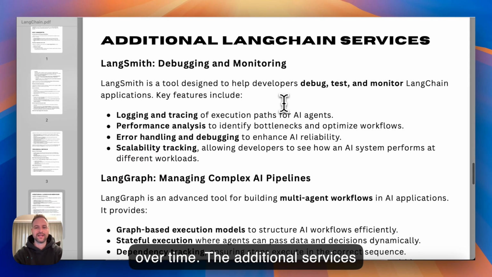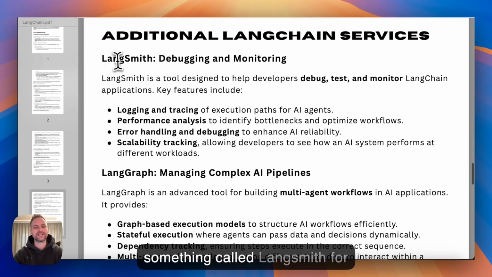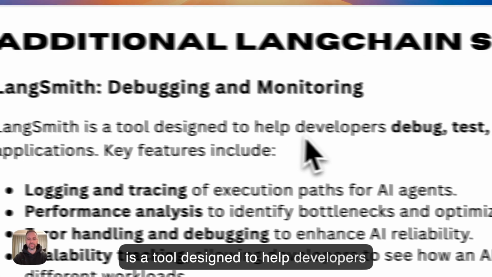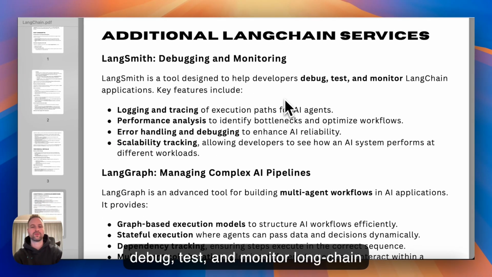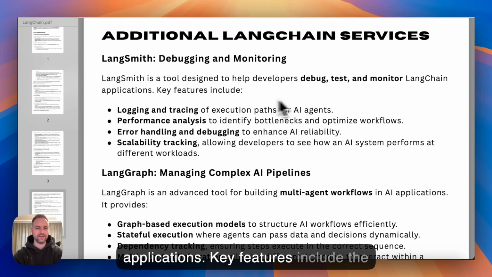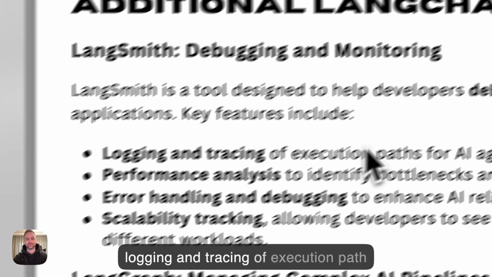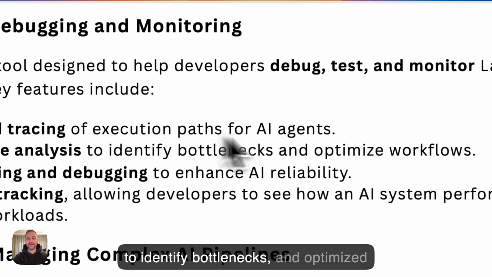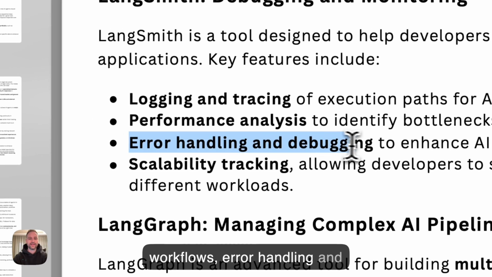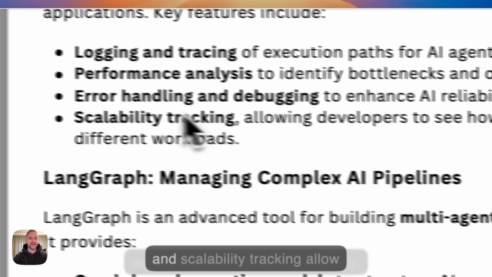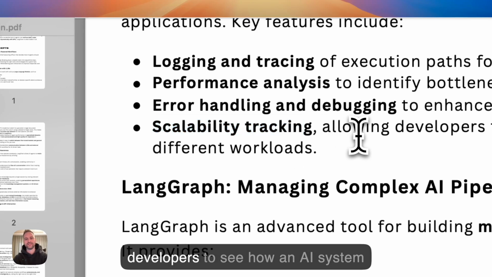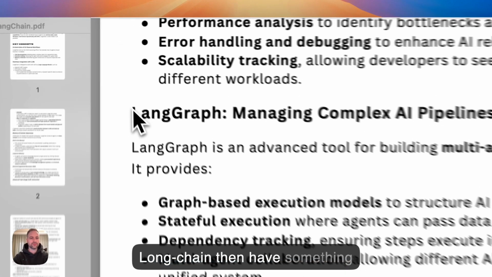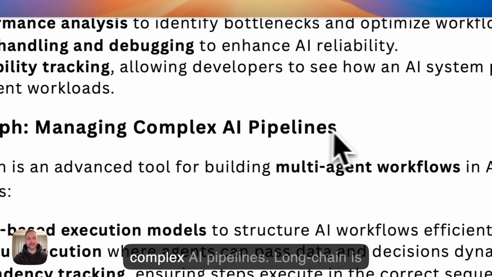The additional services that LangChain has include something called LangSmith for debugging and monitoring. LangSmith is a tool designed to help developers debug, test, and monitor LangChain applications. Key features include the logging and tracing of execution paths for AI agents, performance analysis to identify bottlenecks and optimize workflows, error handling and debugging to enhance AI reliability, and scalability tracking, which allows developers to see how an AI system performs at different workloads. Then they have something called LangGraph for managing complex AI pipelines.